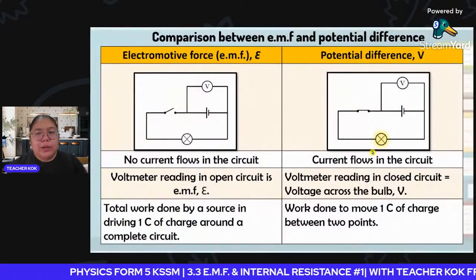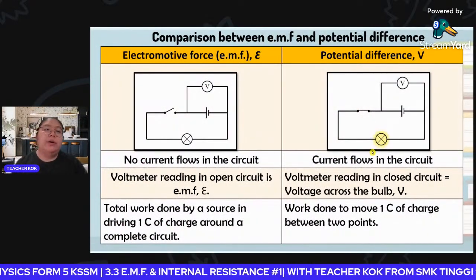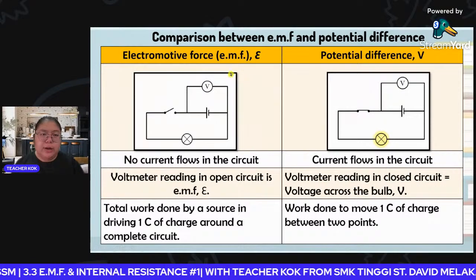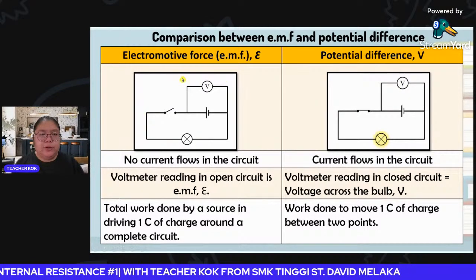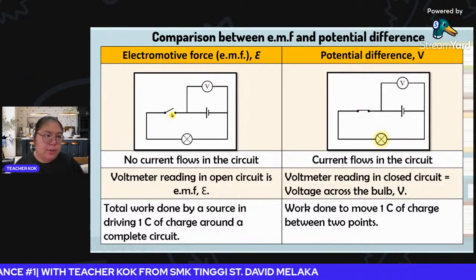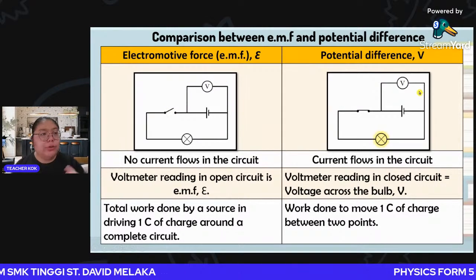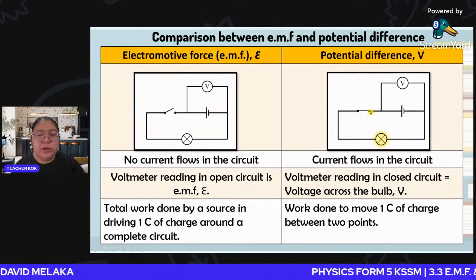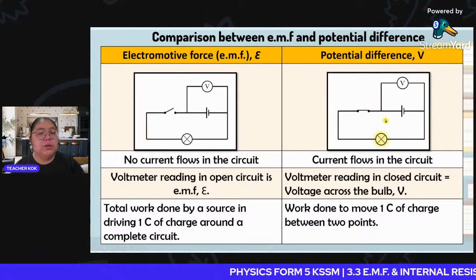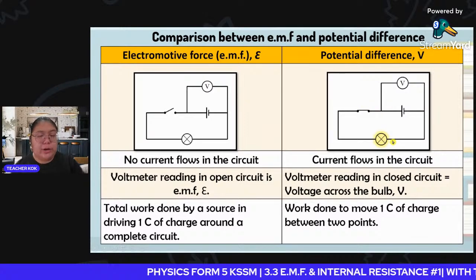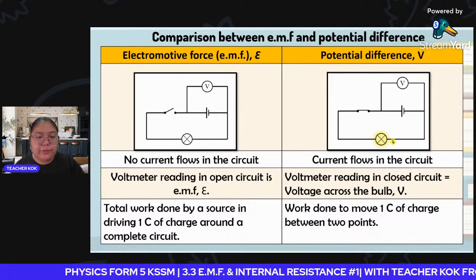Okay, now we do some comparison in table form. First one, the EMF. For the circuit you can see, when it is just open, then we can read the reading. That one is an EMF. If you want to read the reading for the potential difference, you must close the circuit. That means the bulb can light up, then you can read the potential difference.